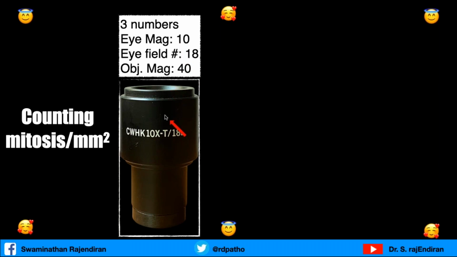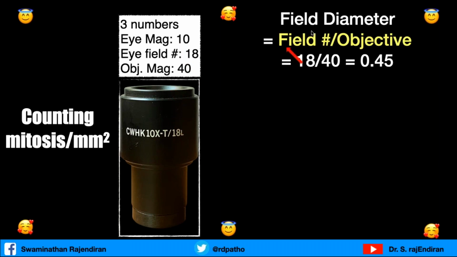When you have these three numbers, you have to calculate the field diameter. Field diameter is equal to field number divided by objective. Field number is 18, objective is 40. So this field diameter you have to get. Okay, again, field number divided by objective power, 0.45.